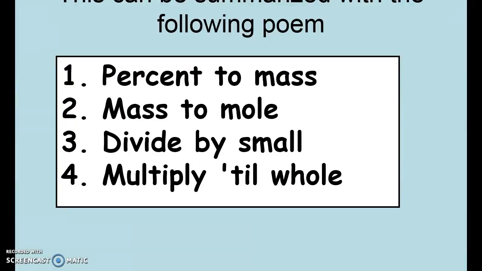So here's the poem that is not really a poem, that represents those steps to find the empirical formula. You take the percent and change it into a mass. You take the mass and change it into moles. Then you divide by the small, then you multiply till whole.